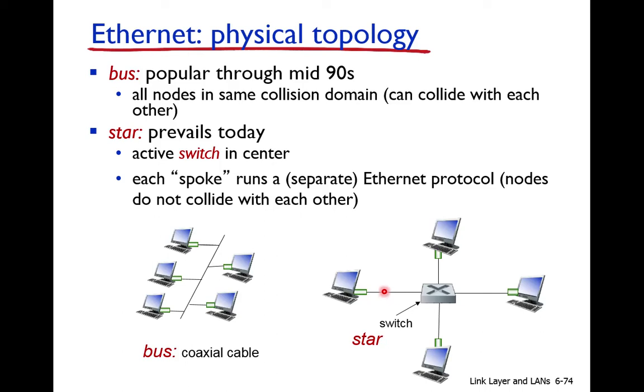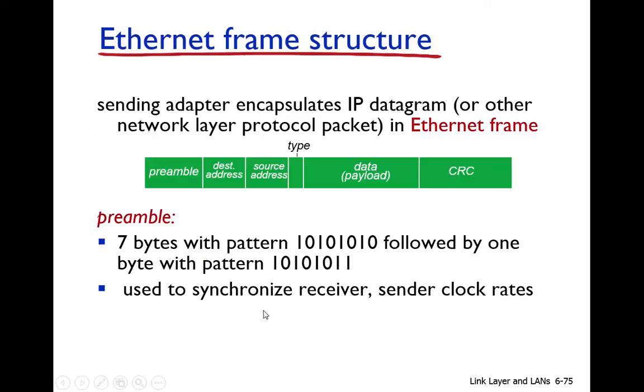There is a dedicated path, a separate link. Each spoke runs a separate Ethernet protocol, and if this node is transmitting data to this node, this other node can transmit data to that node at the same time. So it is possible, which means that the collision domain is reduced. We will discuss the bus topology and star topology later on. So Ethernet supports both the bus topology and the star topology.